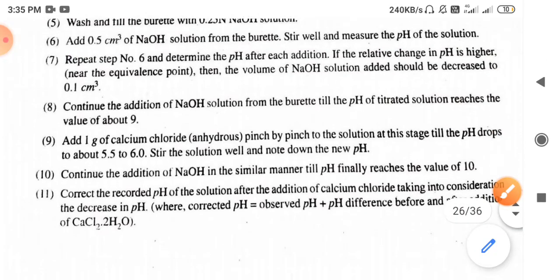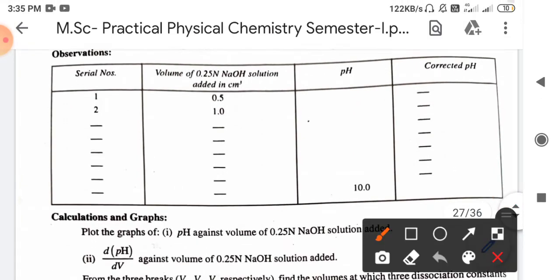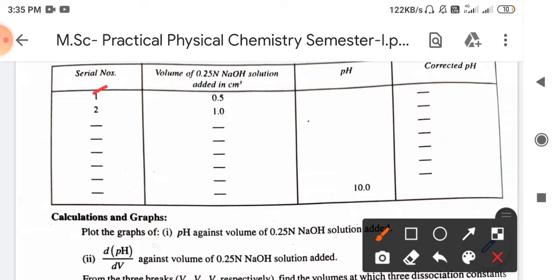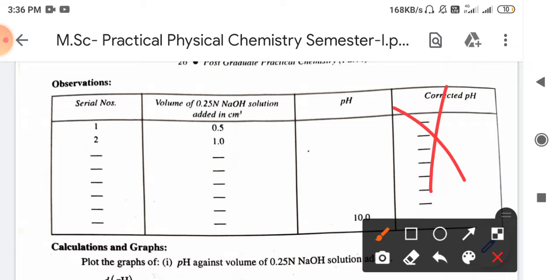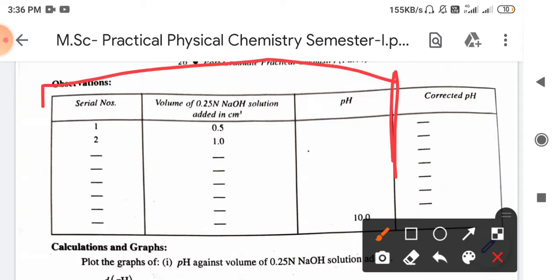Okay, so we repeat this experiment likewise, with serial numbers 1, 2, 3 and so on. Initially, when no NaOH solution was added, we take that first reading also. Then after 0.5 ml, the second, third, and so on, we get the various pH values. We are not plotting this in the lab, so up to here only we are performing this.